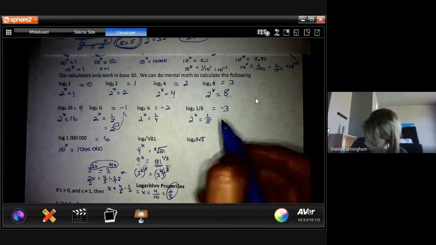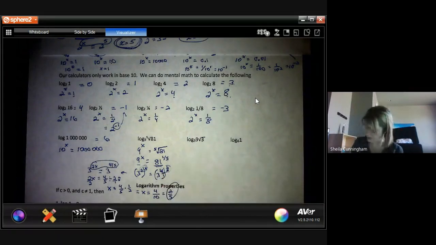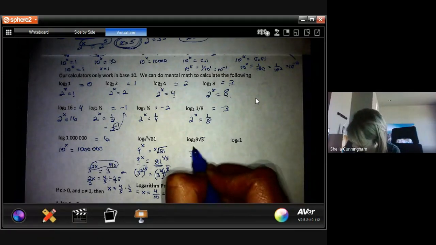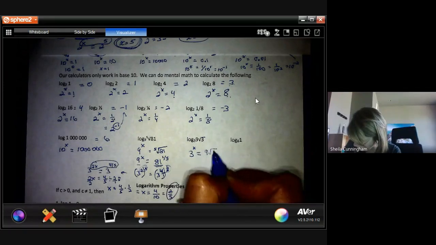Let's set up the next one. You've got log base 3 of 9 root 3. So my base is 3, I don't know my exponent, that's what I'm trying to find out, and I've got 9 root 3.